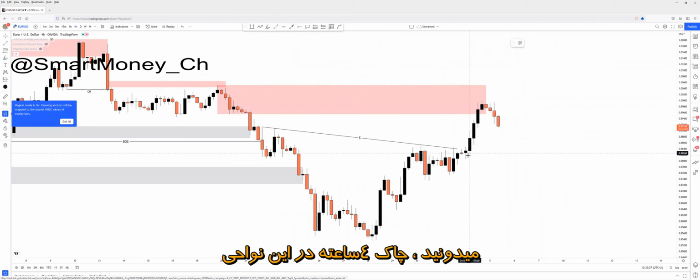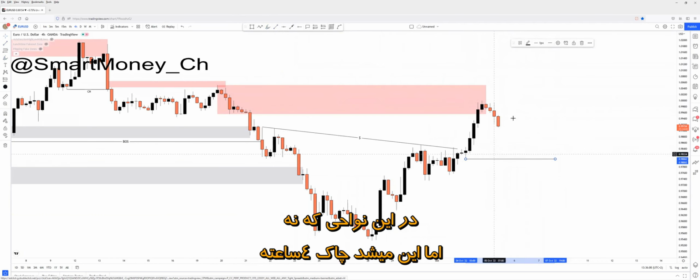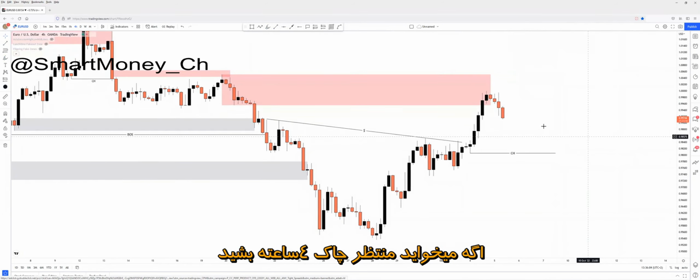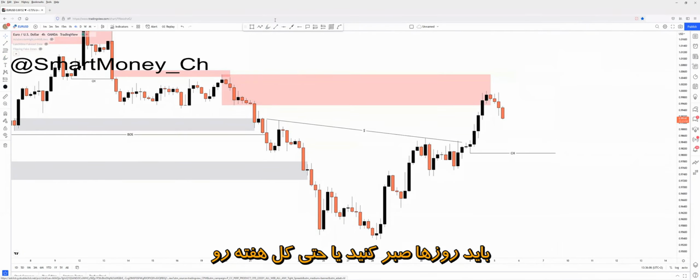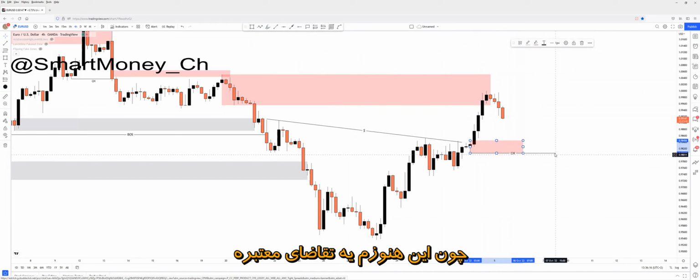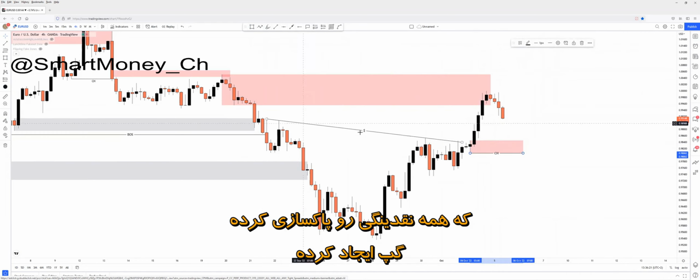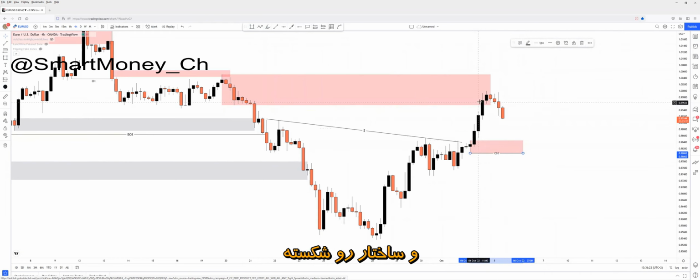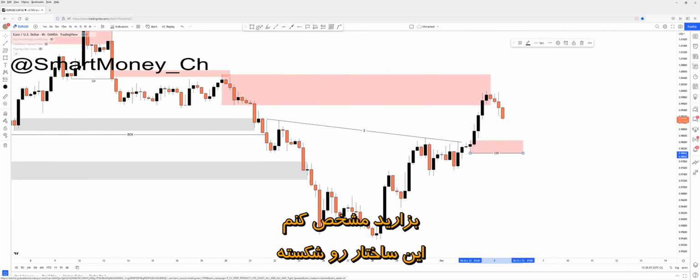you know, the 4-hour change of character would be somewhere around here. If we wait for this 4-hour change of character, then we would have to wait days, even all of this week. The thing we can do here is to mark this last recent 4-hour demand zone, because this is still a pretty valid demand zone right here, which swept all of this liquidity, which created this inefficiency, which broke this structure. Let me just mark all of this.